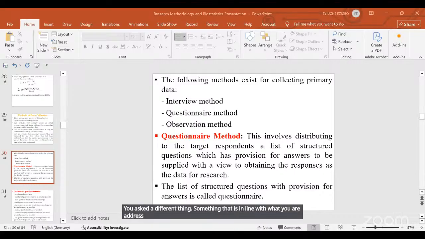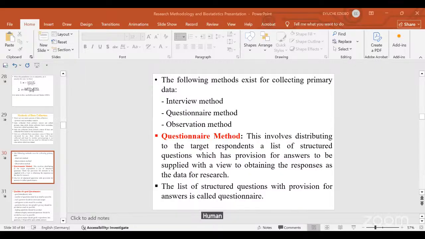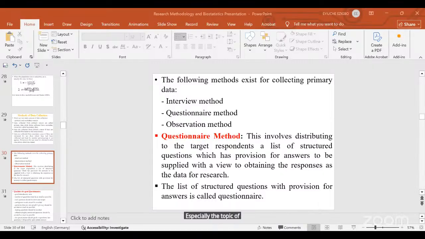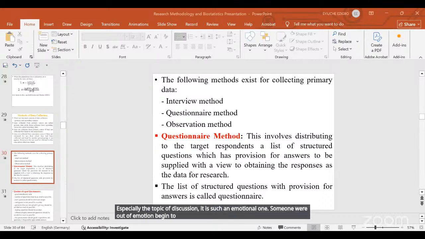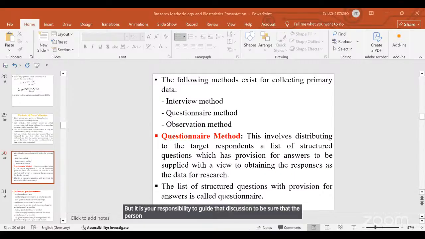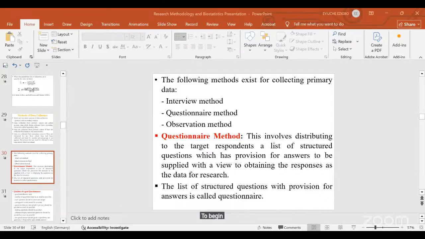I hope it's clear. The reason is because when we are discussing with human beings, we have different kinds of people with different emotional levels, especially depending on the topic of discussion. If it's such an emotional one, someone will out of emotion begin to say so many things that are irrelevant to the research you are doing. But it is your responsibility to guide that discussion to be sure that the person is brought back to begin to discuss what you have decided to have.